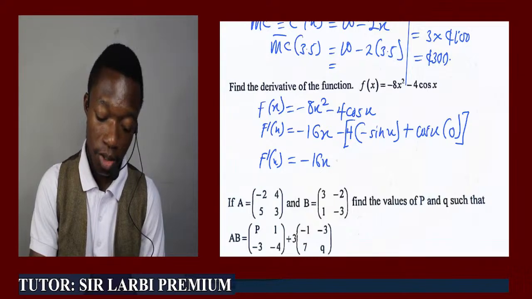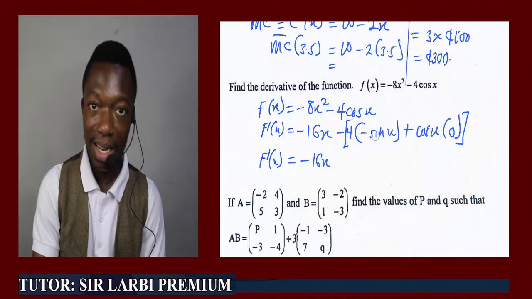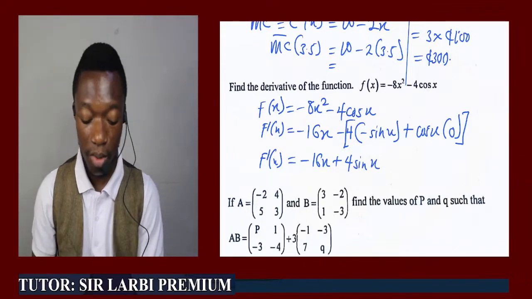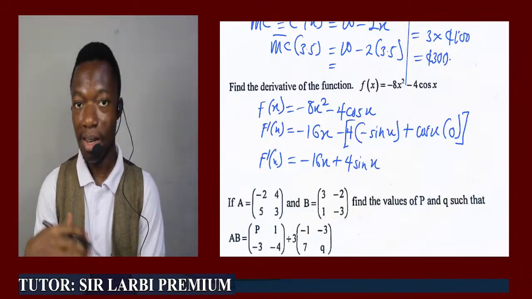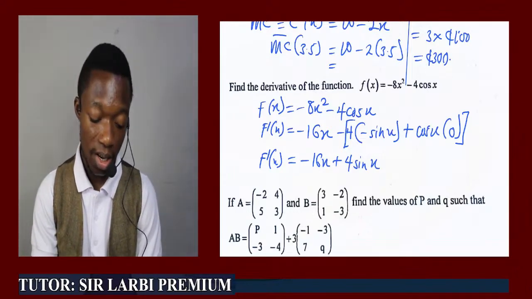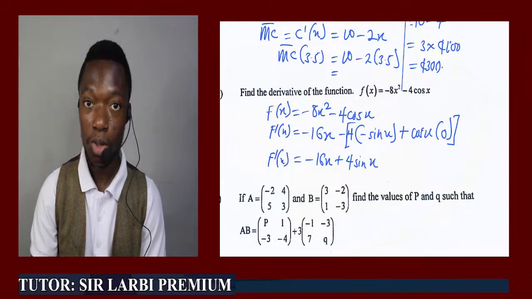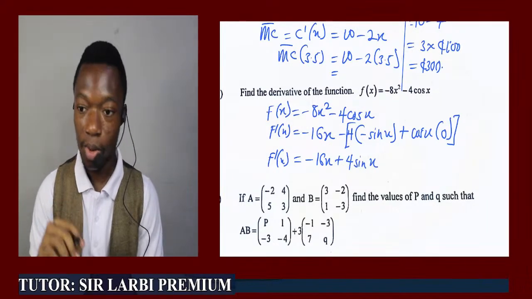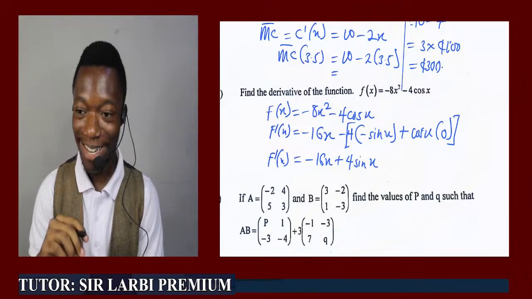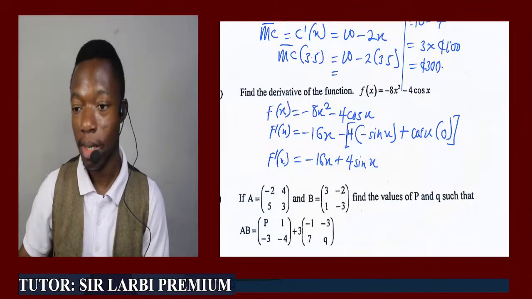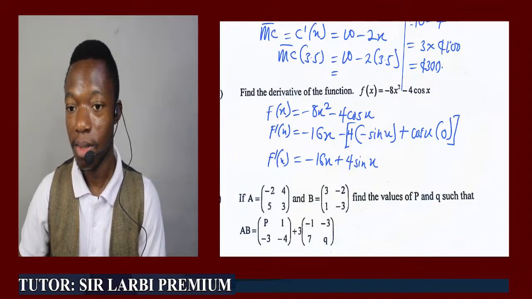16x. So negative, negative, meaning the negative sign is supposed to get a positive. So plus 4 sine x, and the whole of here is 0, so we don't bring that into the scene. So that's how the differential also goes for question 7, where we have f of x is equal to negative 8x squared minus 4 cos x. All right, so let's take note of that.